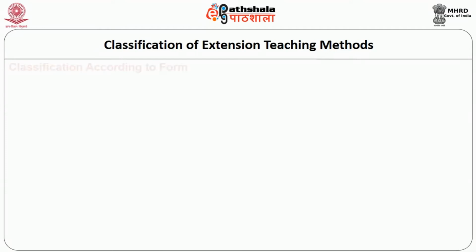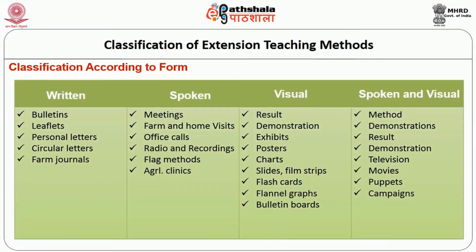Now, classification according to form. Another way of classifying the extension teaching methods, which is very common in extension publications, according to the form, is presented below. So according to form, the examples which fall under written communication are bulletin, leaflets, personal letters, circular letters, farm journals.